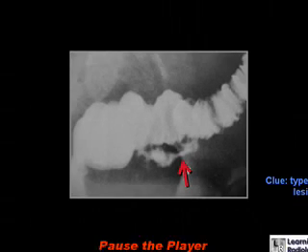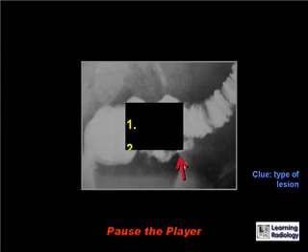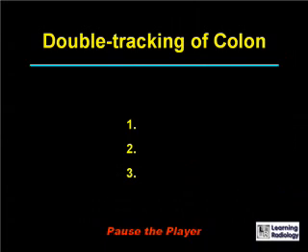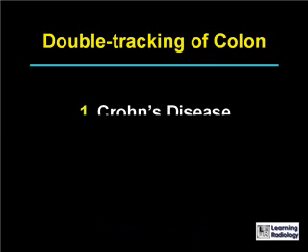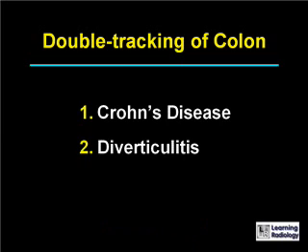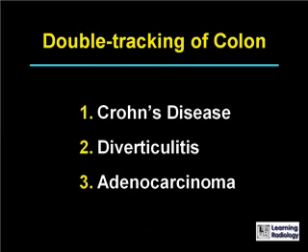This is your next differential diagnosis. The differential is for double tracking of the colon. There are 3 causes listed. 3 causes of double tracking in the colon are Crohn's disease, diverticulitis, and adenocarcinoma.